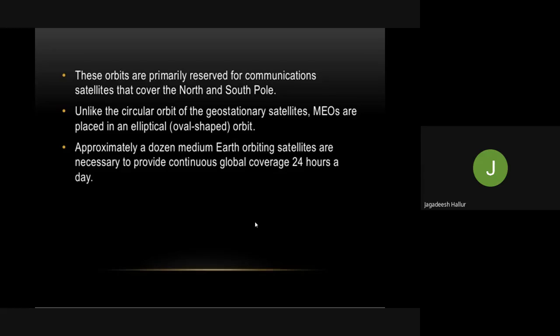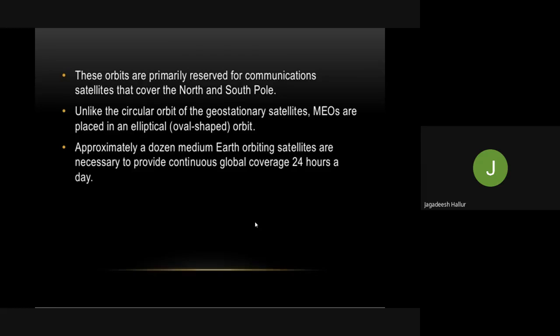These orbits are primarily reserved for communication satellites. Whatever signal you are getting for communication, the communication from one point to multiple points, whatever calling is going on, is only because of medium Earth orbit. These orbits are primarily reserved for communication satellites that cover from north to south pole.